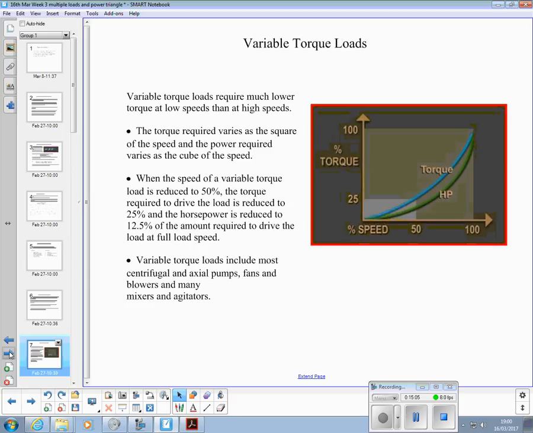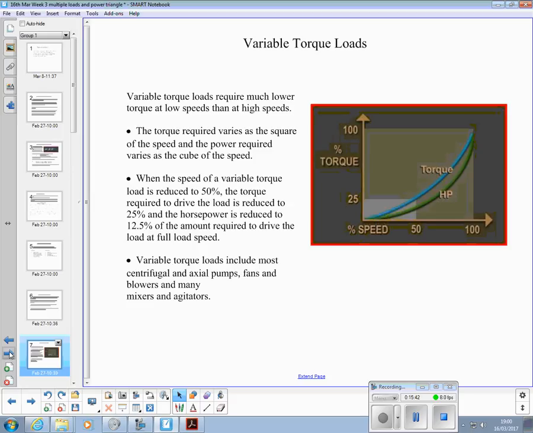So, variable torque loads. Variable torque loads require much lower torque at low speeds than at high speeds. The torque required varies as the square of the speed, and the power required varies as the cube of the speed. When the speed of a variable torque load is reduced to 50%, the torque required to drive the load is reduced to 25%, and the horsepower reduced to 12.5% of the amount required to drive the load at full speed.